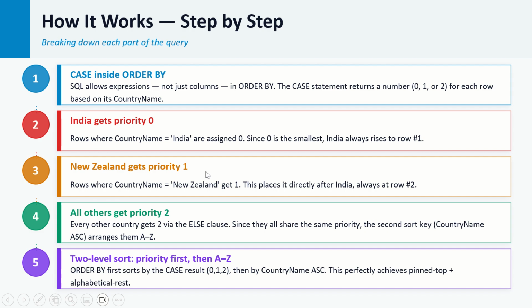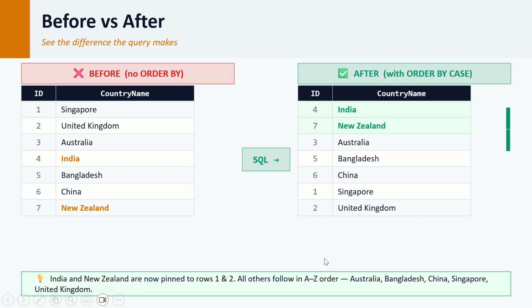Then New Zealand gets priority 1 and all other countries get priority 2. And second level sorting here will happen by country name as per their alphabetical order. So if you see the original table, this is our original table where we have 7 countries and India is at the fourth row and New Zealand in the seventh row. And after we execute the query, this will be the output, the desired output that we wanted. And you will also see this particular output in the SQL Management Studio.